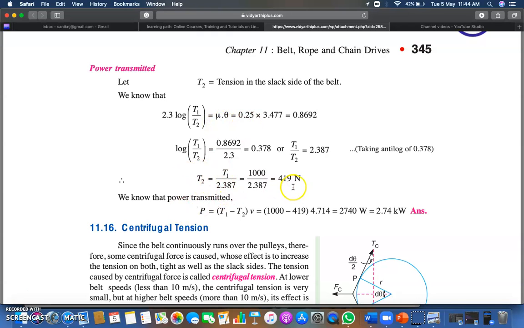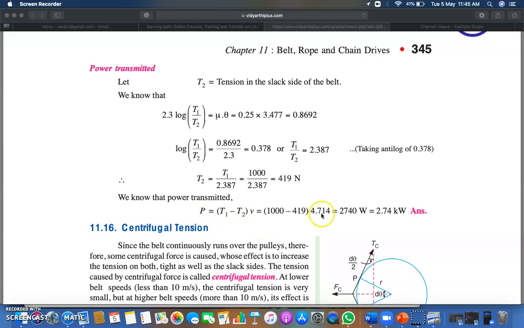So after calculation of T1 and T2, we put all those values of T1 and T2 here to calculate the value of power. If you recall, the formula of power is T1 minus T2, which is the tension in the tight side minus the tension in the slack side, multiplied by the velocity or linear velocity. V is equal to pi D N. With the help of that, you can calculate the value of power in terms of Newton meter per second or watt. And after this calculation in watt, you can also convert it into kilowatt by dividing it by 1000.